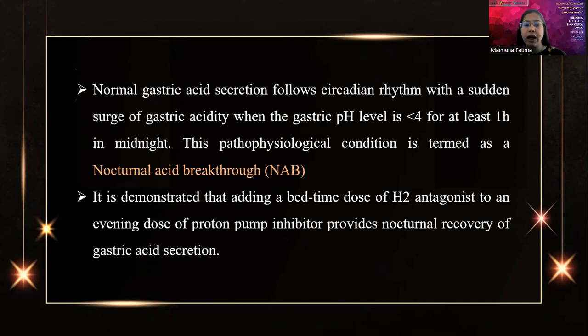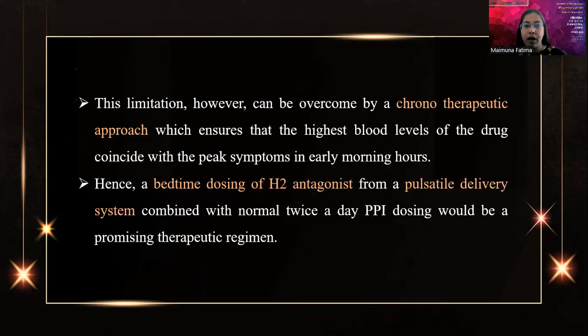It is seen that the addition of a bedtime dose of H2 antagonists to the evening dose of proton pump inhibitors provides a nocturnal recovery of the gastric acid secretions. In case of nocturnal acid breakthrough, a chronotherapeutic approach can also be used, which ensures that the highest blood levels of drug coincide with the peak symptoms in the early morning hours. Here, a bedtime dosing of H2 antagonists in a pulsatile drug delivery system combined with a normal twice a day proton pump inhibitor is used.